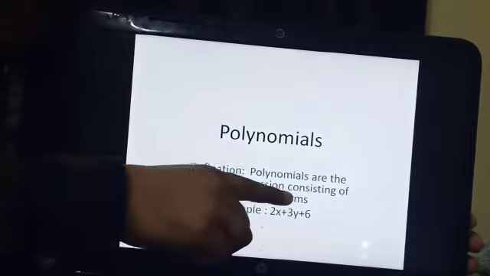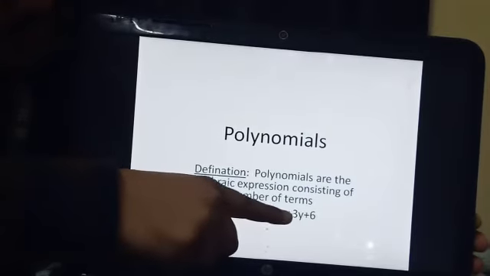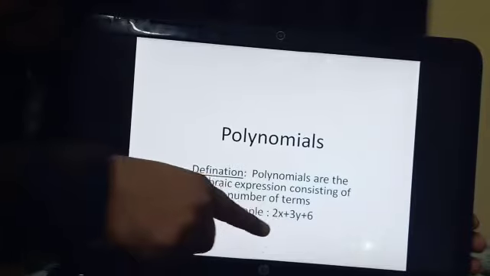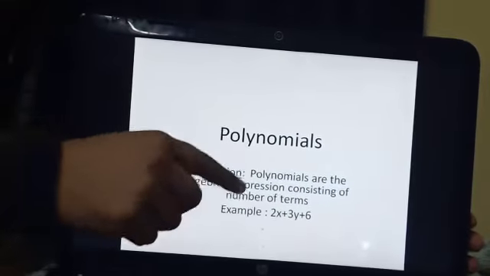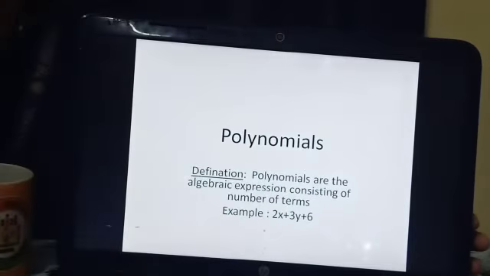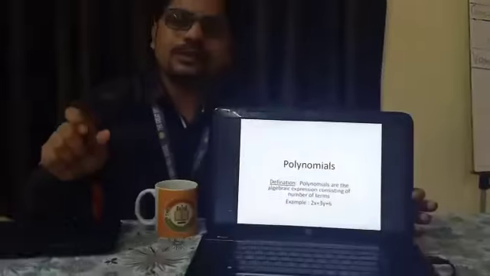So polynomial is the algebraic expression consisting of number of terms. Here an example is there, 2x plus 3y plus 6. How many terms are there? Three terms are there. Okay, and it is an algebraic expression, that's why it is a polynomial. But what is this algebraic expression? Algebraic expression is the combination of the variables and the constant. Let's see what are variables and what are constants.